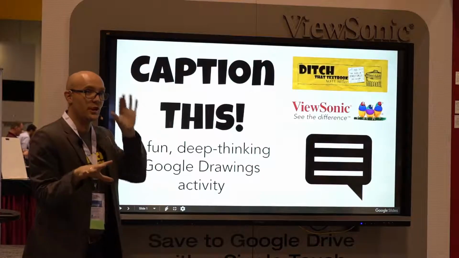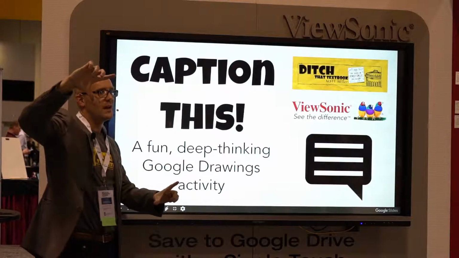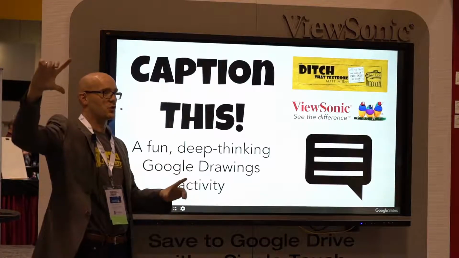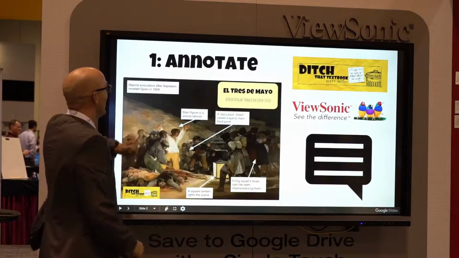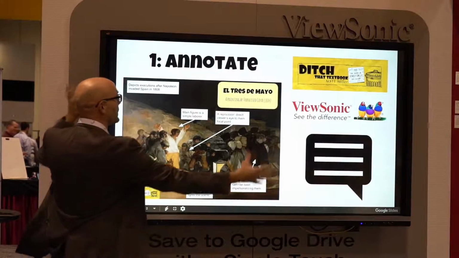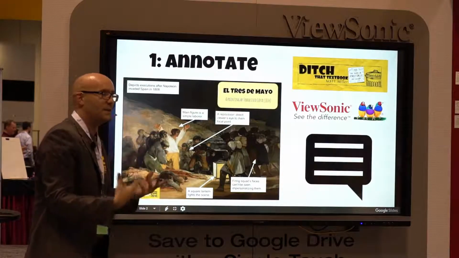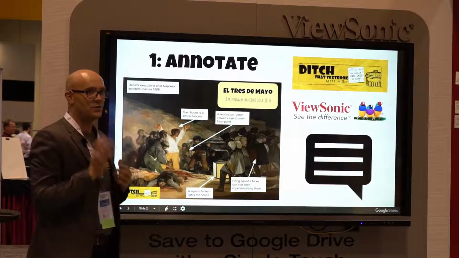So we're using Google Drawings. You guys are all familiar with Google Drawings. It's kind of like Google Slides, only it's one slide. It's like a digital poster board, basically. A real simple, easy way to do that is to pull in an image and use the image on your drawing, but then add things to it. This is basic annotation.